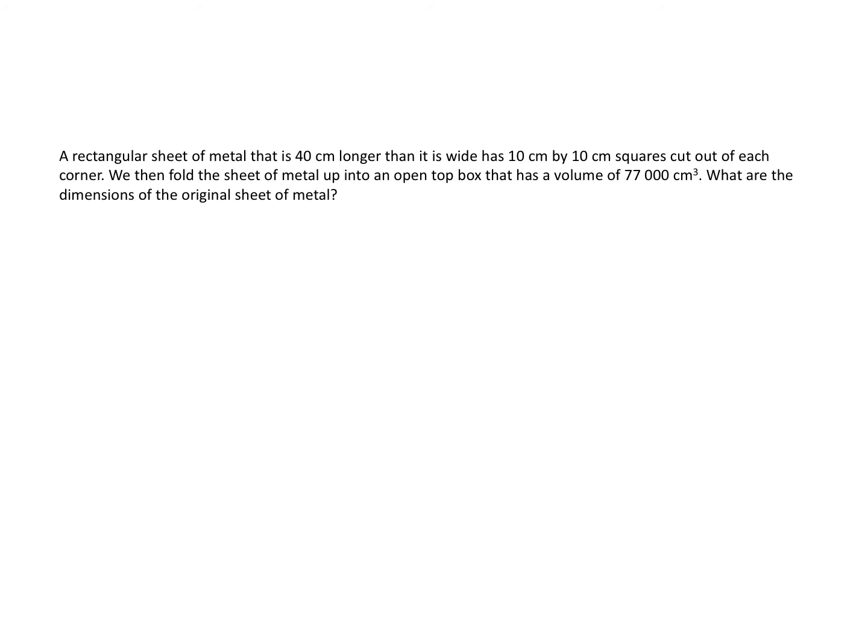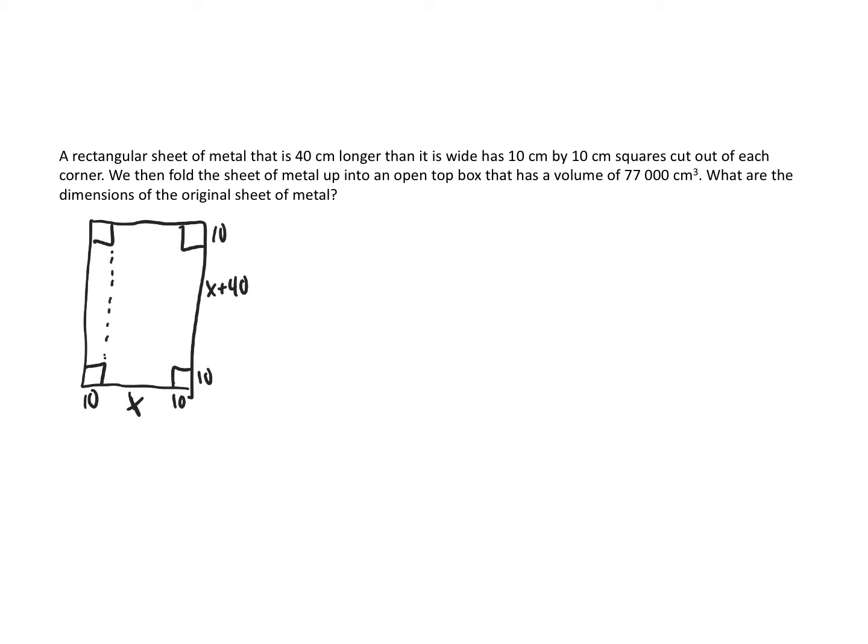Here's another word problem. This one working with a rectangular sheet, so let's draw out a sheet. We're saying it's 40 centimeters longer than it is wide, and then we're cutting out corners from each corner that are going to be 10 by 10. And then we're going to fold up along these dotted lines to give ourselves an open top box. So a box with no lid.